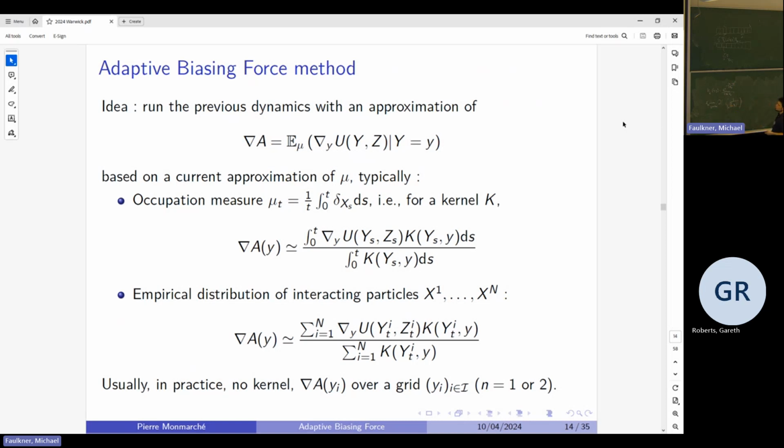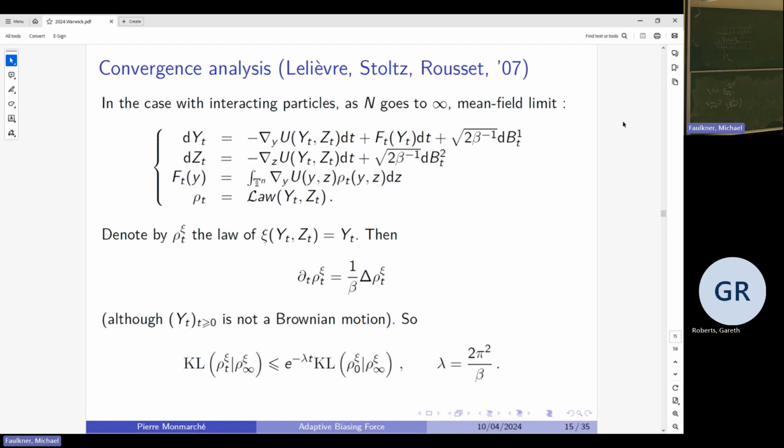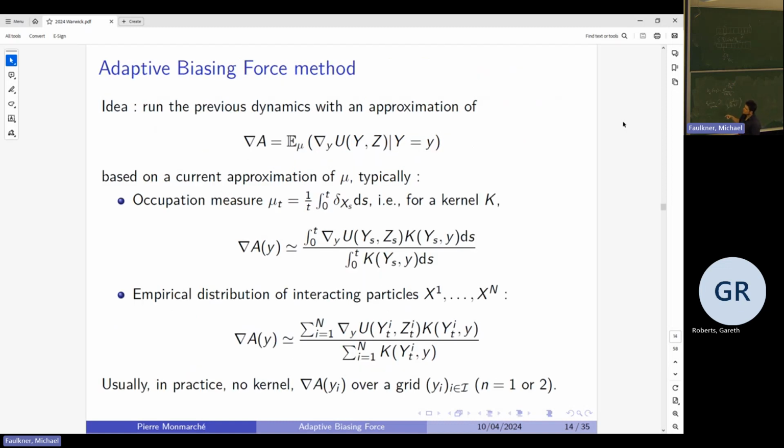So there is a result by Lelièvre, Jourdain, and Roux, where they prove propagation of chaos. But you see, it's not a mean field in the sense that you're interacting with your local density. You're interacting only with the particles which are close to you.